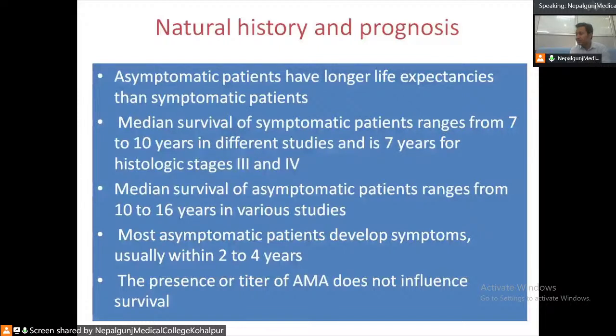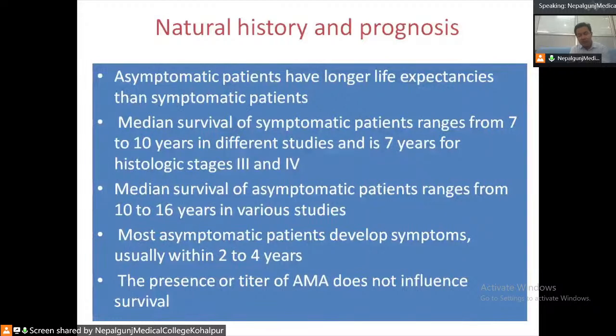Okay. What if the patient has histological evidence of stage 3 or 4? Stage 4 means cirrhosis and stage 3 means advanced fibrosis. The average survival is 7 years. And the average survival of asymptomatic patients is around 10 to 16 years. Asymptomatic survival is higher. Most asymptomatic patients develop symptoms usually within 2 to 4 years. So patients who are asymptomatic are diagnosed with PBC, and they develop symptoms within 2 to 4 years.